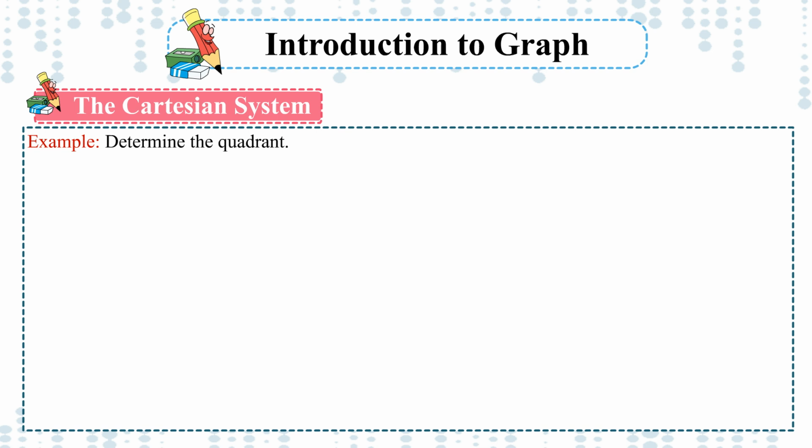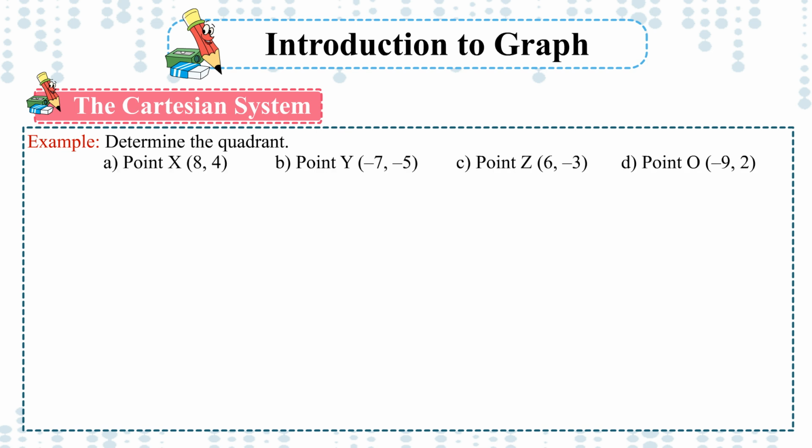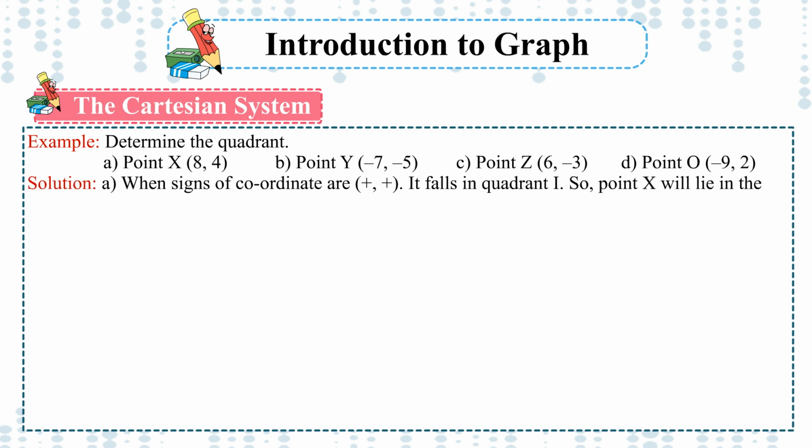Example: determine the quadrant. A. Point X (8, 4). B. Point Y (-7, -5). C. Point Z (6, -3). D. Point O (-9, 2).